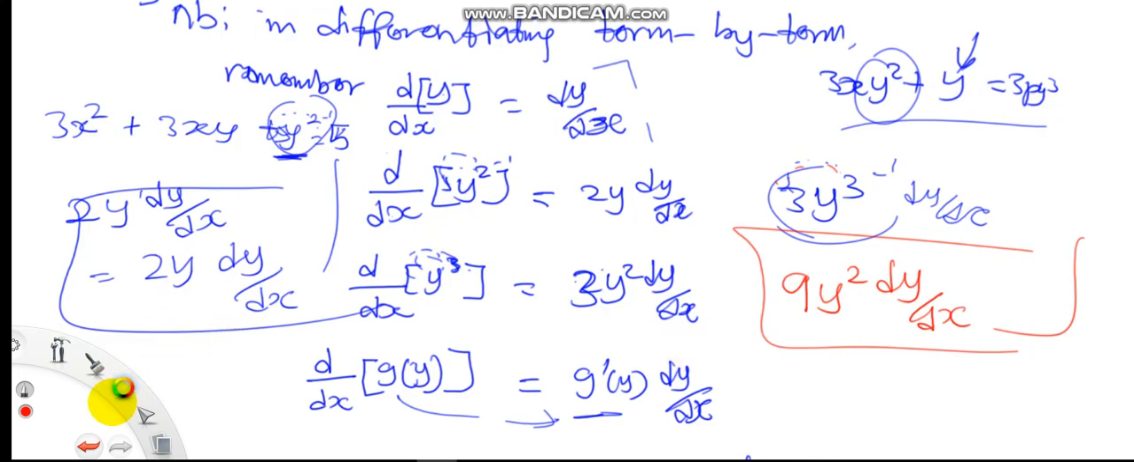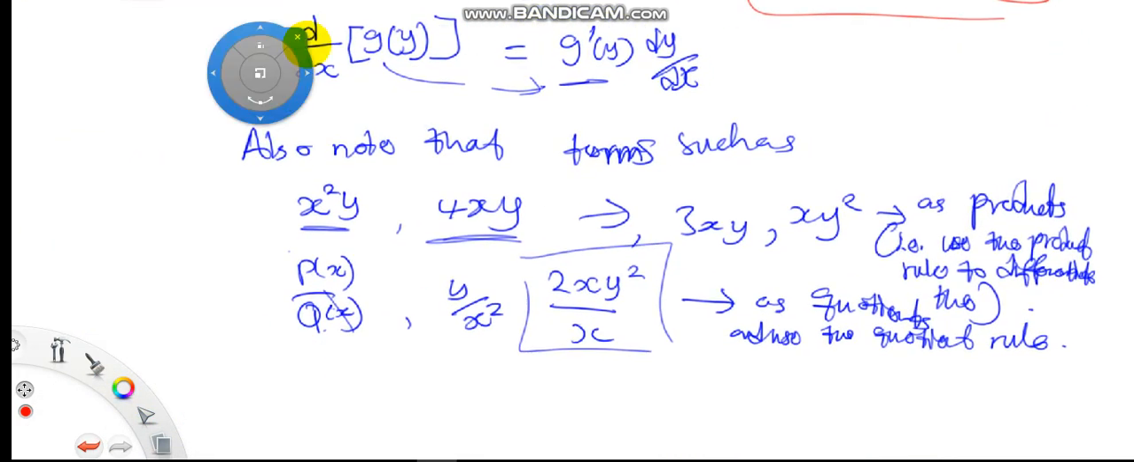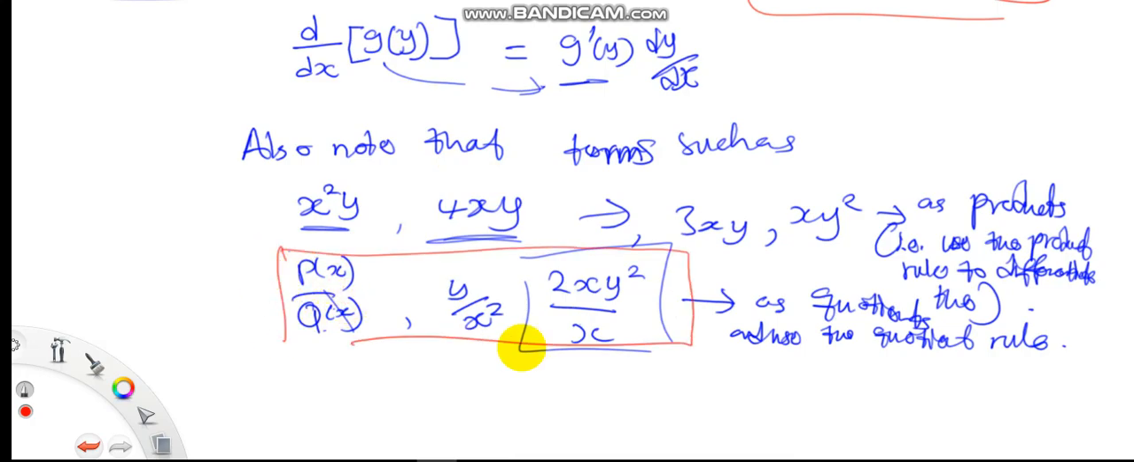The next point you have to think about is how to deal with products and quotients. Whenever you have a product or a quotient, these ones are quotients, with divisions. Terms that are just multiplications of other terms, you use the product rule. Remember the product rule.